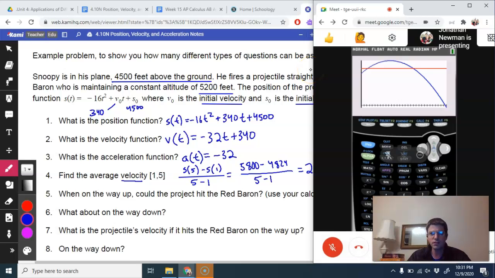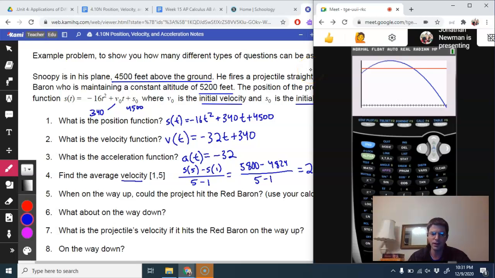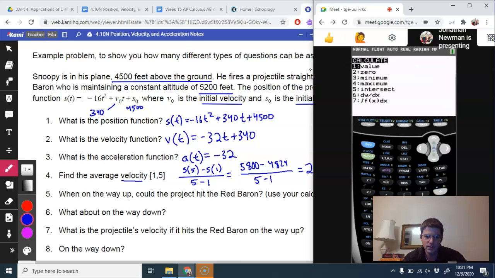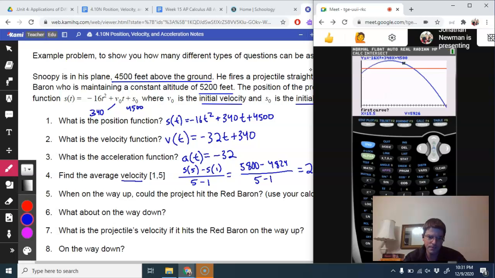So when on the way up? Well, this first part of the graph, that's going to be on the way up, right? So I'm going to hit second, calculate, intersection, that's 5. And then the first curve is the blue one. Second curve is the red one. Now, to make a guess, I don't want to be over here, otherwise it's going to find the one that's on the way down. Although you know what's way faster? Type in a number. That looks like it's around the 1 mark, right? So I'm just typing 1, enter, bam, and it jumped over there and found it. It was actually 2.3. I was off a little bit, okay?